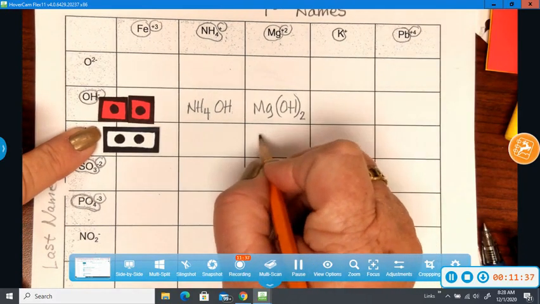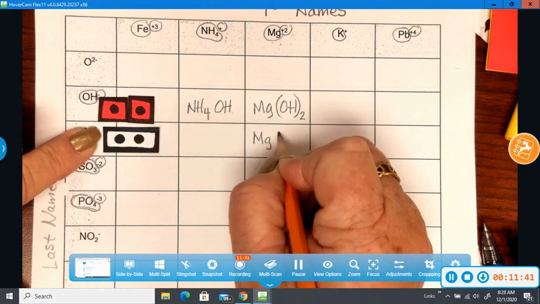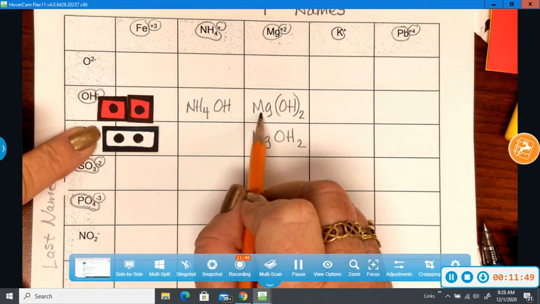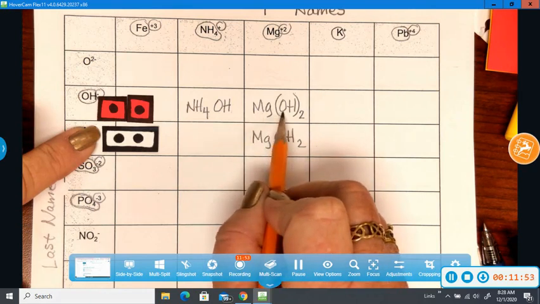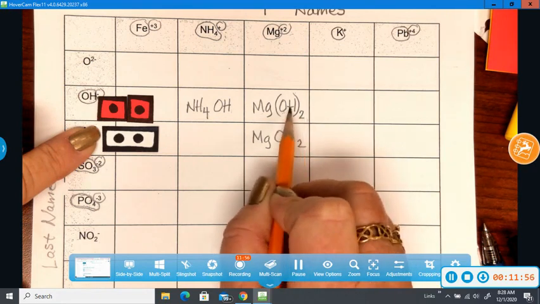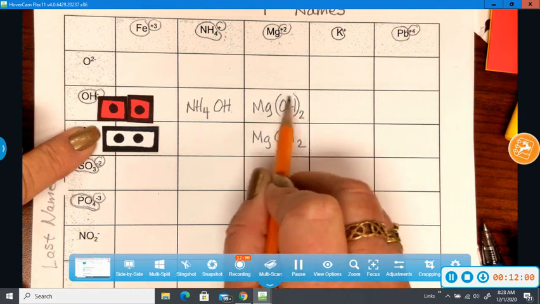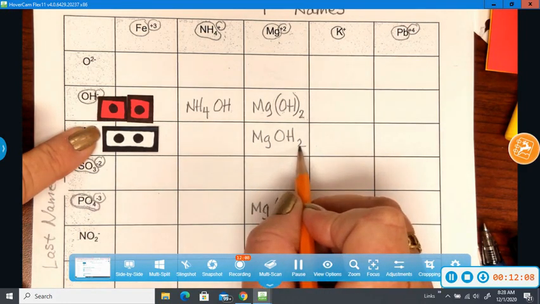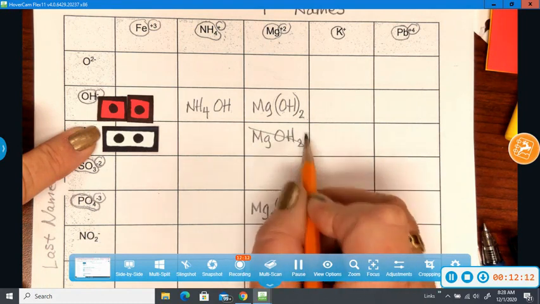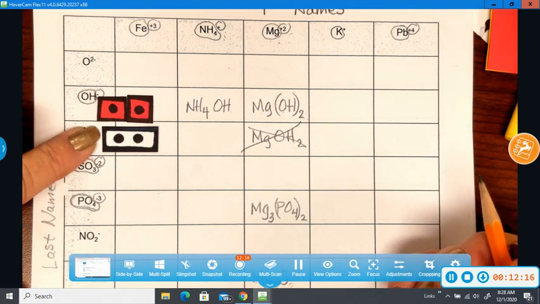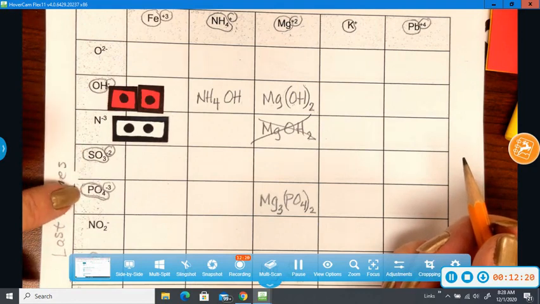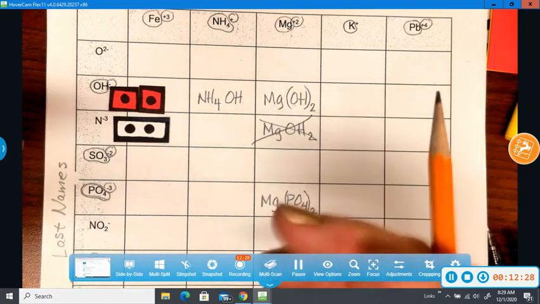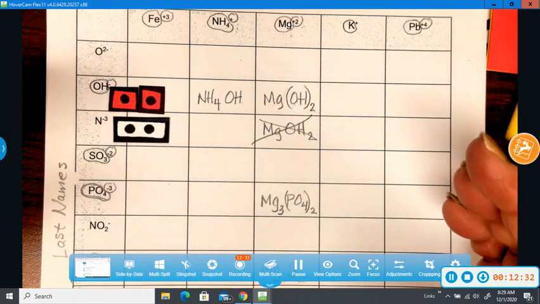What would be the problem if I left off the parentheses and I just put a 2? How many magnesiums are in this one? 1. How many oxygens? 2. How many hydrogens? 2. Because this 2 applies to everything in the parentheses. We want it to apply to the whole polyatomic ion. Here, the only thing that's getting doubled is just the H. So this one would be wrong. Okay? Parentheses matter. Whenever you have these polyatomic ions, ammonium, sulfite, phosphate, nitrates, sulfates, whenever you have those groups, if you want more than one of them, you have to use parentheses.